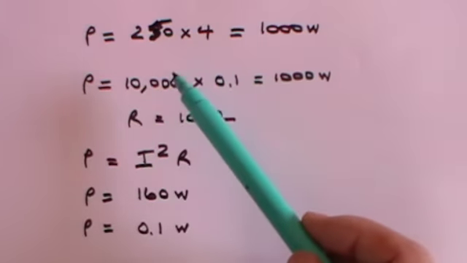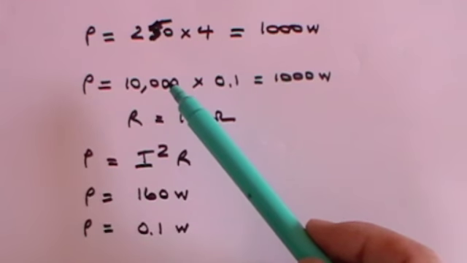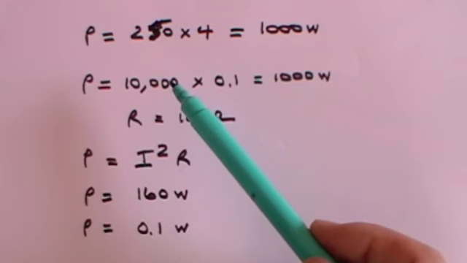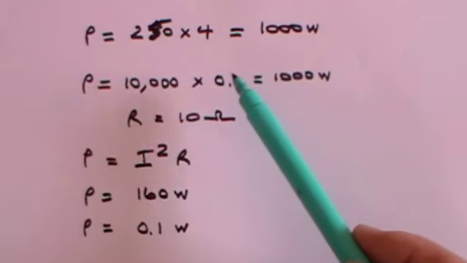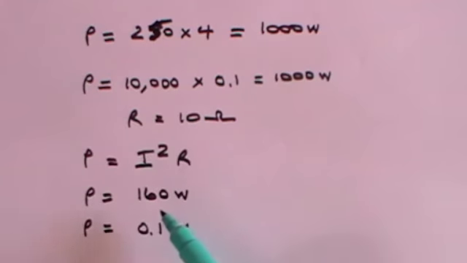So that's the reason why we send the electricity supply at the highest possible voltage, so that we reduce the current and thus reduce the power loss.